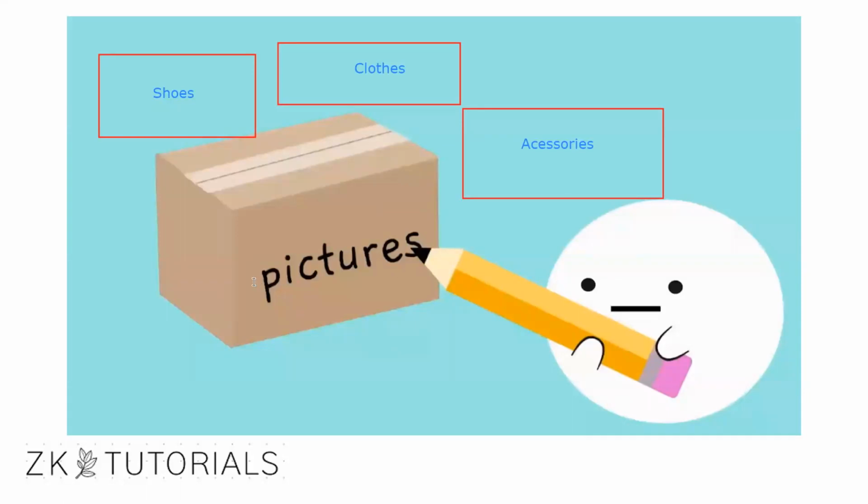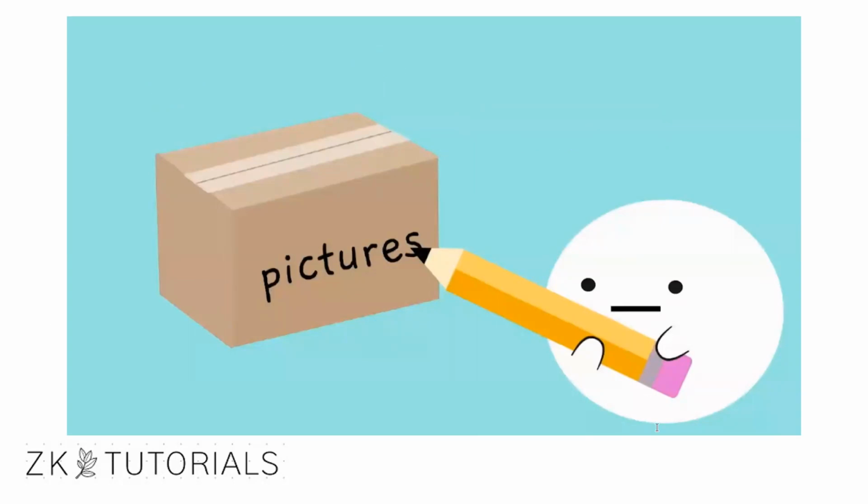Right? So now you easily understand that yes, in this box there are all my shoes. In this box there are all my clothes. This is for my accessories, and here I pack all my pictures. So this is how you assign a name to a particular box or particular variable. I hope it is understood. Okay, so let's move forward.